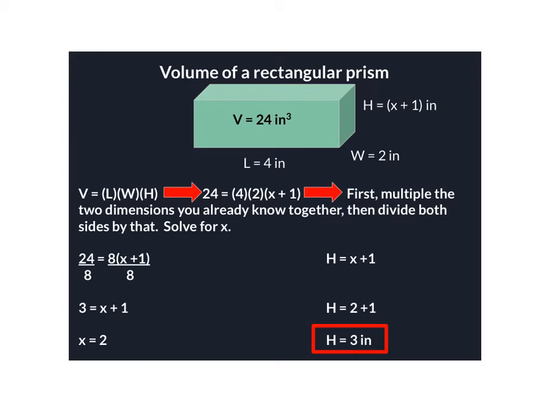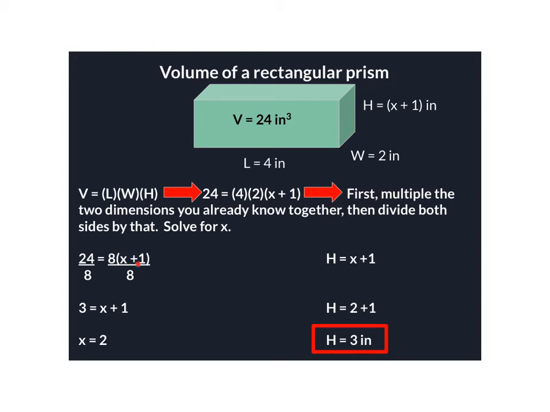So if you look at my side note, really the easiest way is to first multiply the two dimensions that we gave you, multiply those together, and then you can divide both sides by the value you got for that. There's other ways to do it in algebra, but this is probably the quickest and the fastest way. So if you look over here, we've got this 4 and this 2 being multiplied, and then all that's being multiplied by x plus 1. So 4 times 2, that gives us 8. And so that's where this 24 equals 8 times the x plus 1 came from.